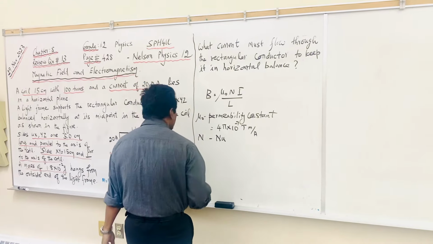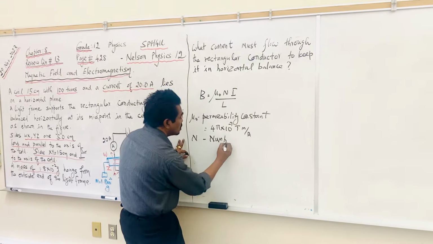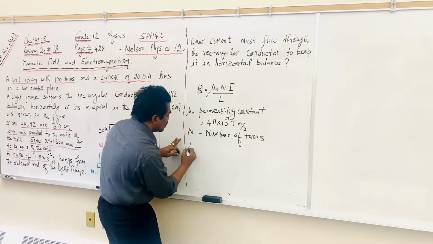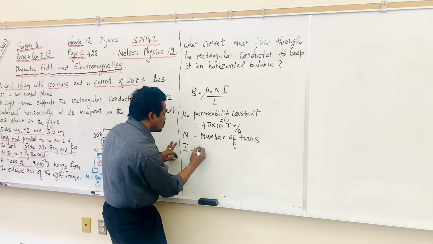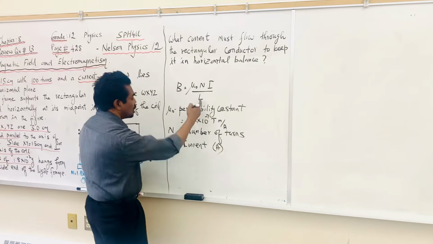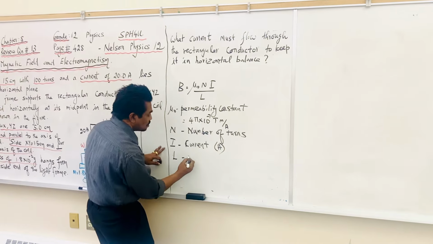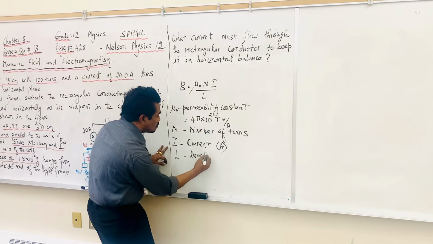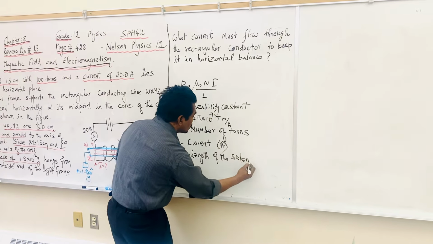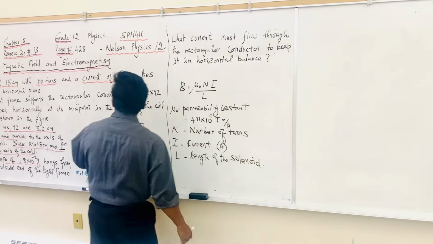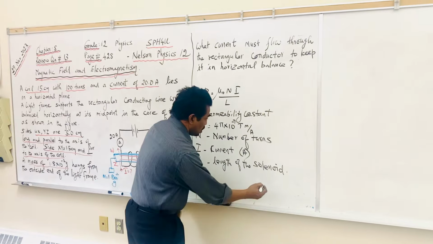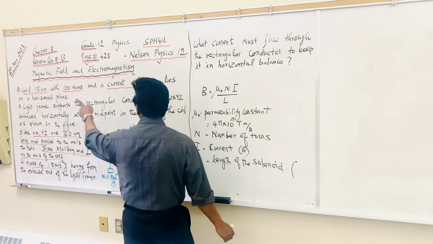Normally made up of copper. So N is the number of turns in the coil. I is the current in ampere. The unit is ampere. L is the length of the solenoid here. So here the L is given to us. Here it is 15 centimeter.